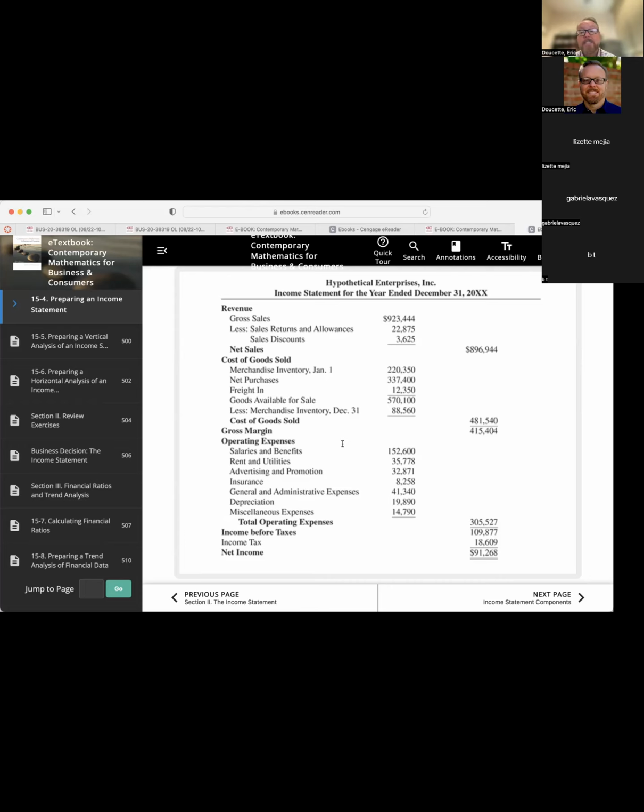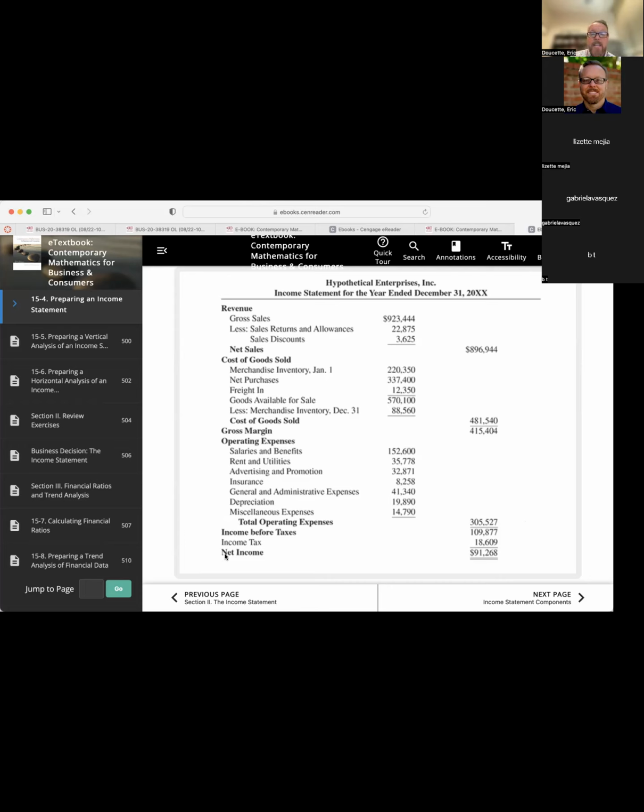So salaries, rent, any advertising or marketing you've done, maybe insurance you had to pay, all your administrative expenses, depreciation on items that were depreciated, some equipment or whatever, and then miscellaneous expenses. And all of that stuff adds up to $305,527. That gets deducted from the gross margin. So now income that you actually made after all of your expenses is $109,877, right? And that's before taxes.